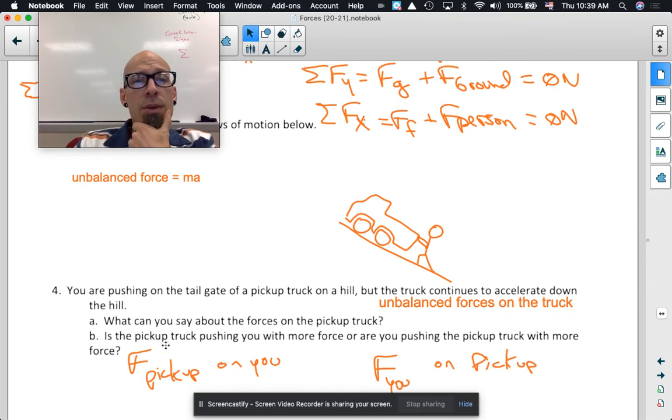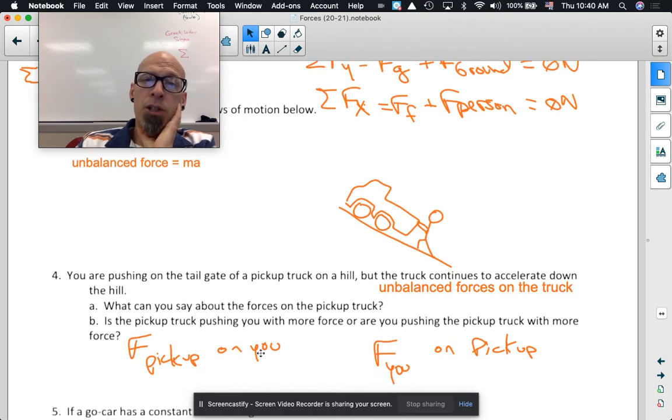Next question. Is the pickup truck pushing you with more force, or are you pushing the pickup truck with more force? Which one's pushing whom more? In other words, there's a force of pickup on you and a force of you on pickup. How do they compare?